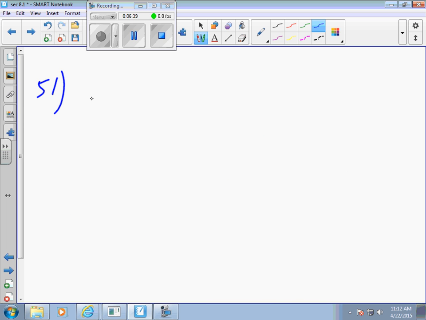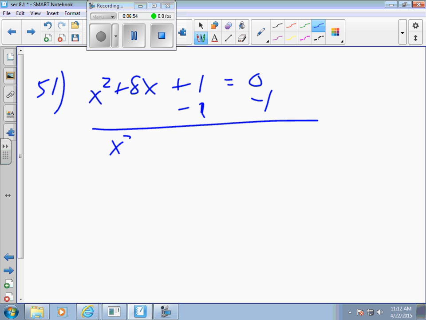We have x squared plus 8x plus 1 equals 0. This one's a little bit easier. Let's get rid of this 1 first. My first step is to get rid of the constant. And I get x squared plus 8x equals negative 1. Half of 8 is 4. 4 squared is 16, so I'm going to add 16 to both sides.